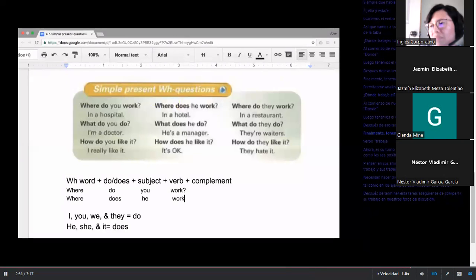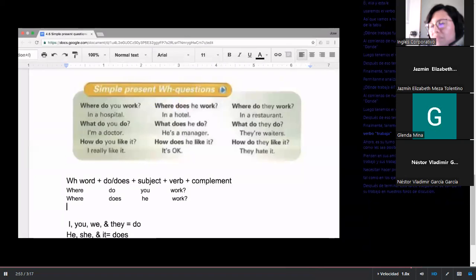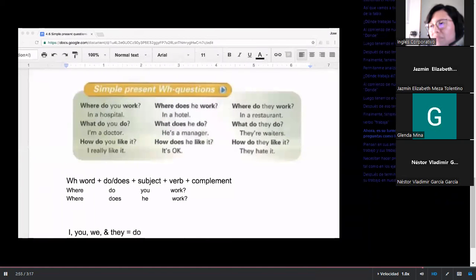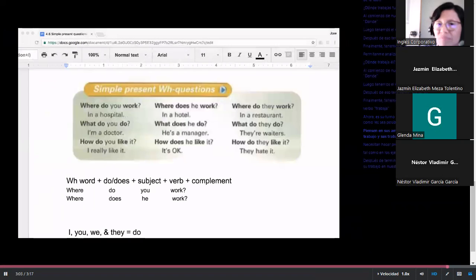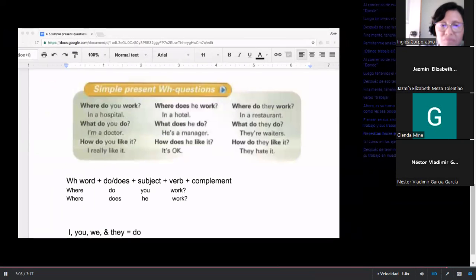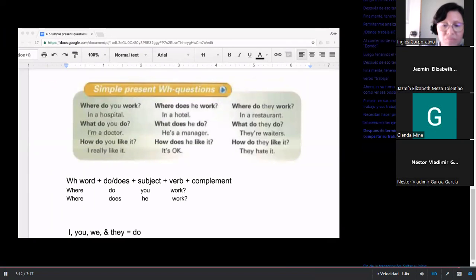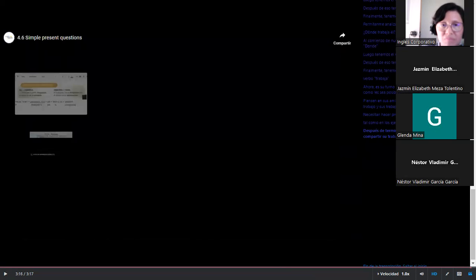Finally, we have the verb work. Now, it's your turn to practice making as many questions as possible. Think of your friends, family, and co-workers and their jobs. You need to make questions and answers, just like the examples we saw in this lesson. After you finish this task, make sure that you share your work in our discussion forums.